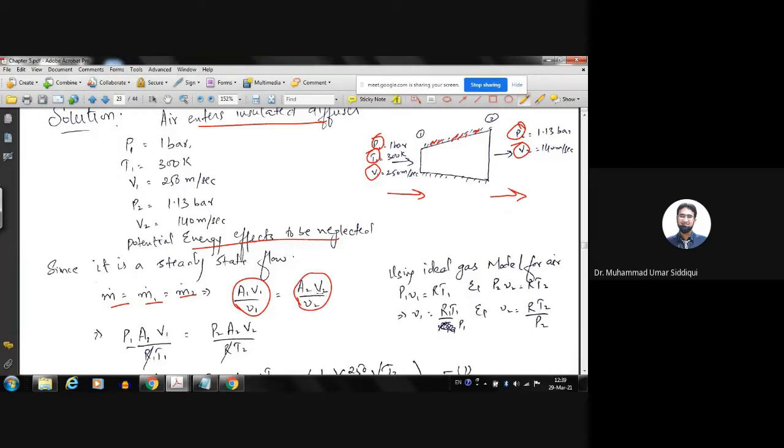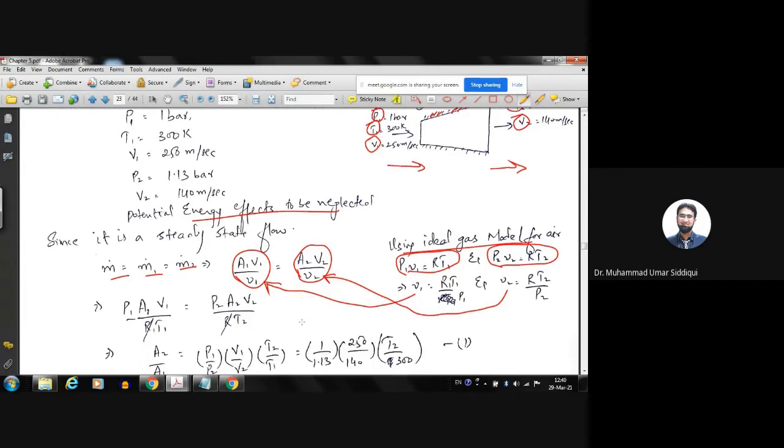Since we are dealing with the gas, we can use the ideal gas model assumption. For state point 1, for an ideal gas, P1 V1 equals R T1. For state point 2, P2 V2 equals R T2. That means V1 equals R T1 over P1 and V2 equals R T2 over P2. Let's replace the values of V1 and V2 into the equation.